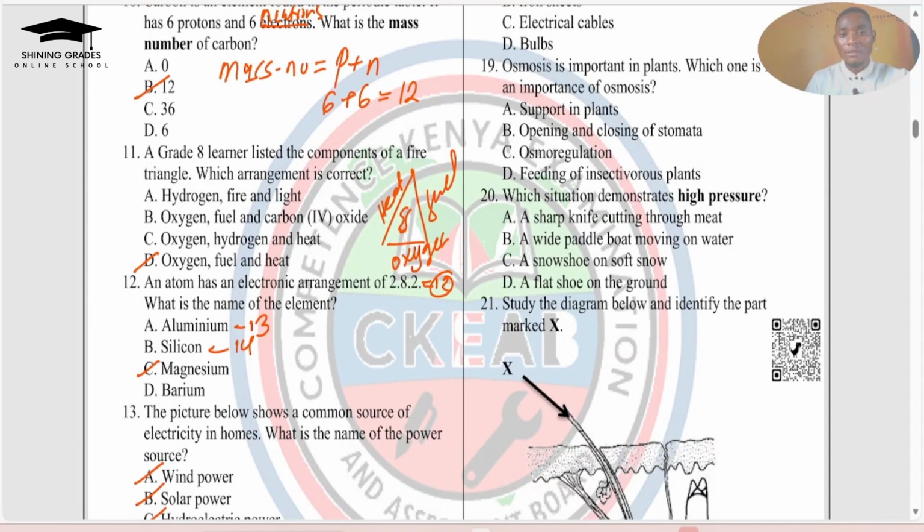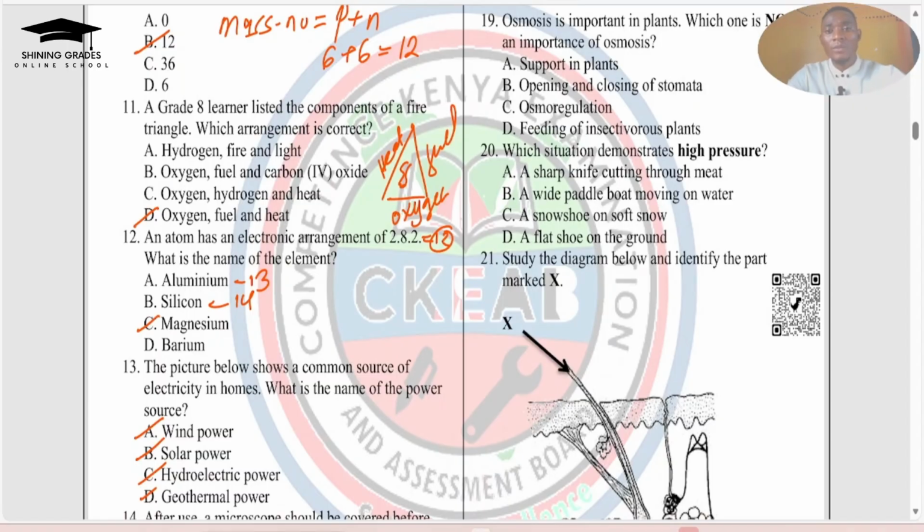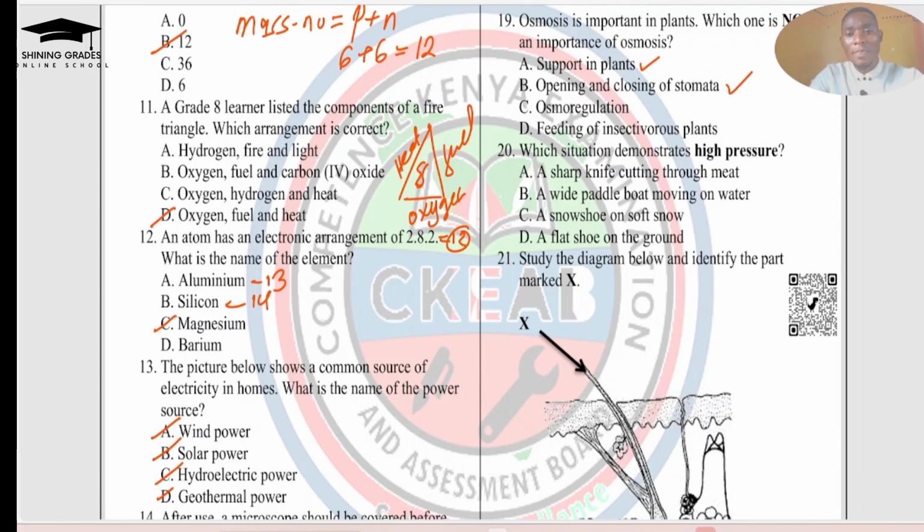Question 19. Osmosis is important in plants. Which one is not an importance of osmosis? Some of the importances of osmosis: it allows rigidity in plants, brings about support. It will also enable opening and closing of stomata. We have osmoregulation, this is balancing of salt and water in animals. It's another importance of osmosis. We also have opening and closing of stomata.